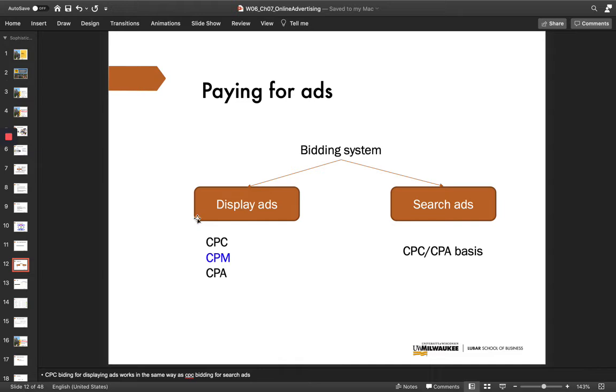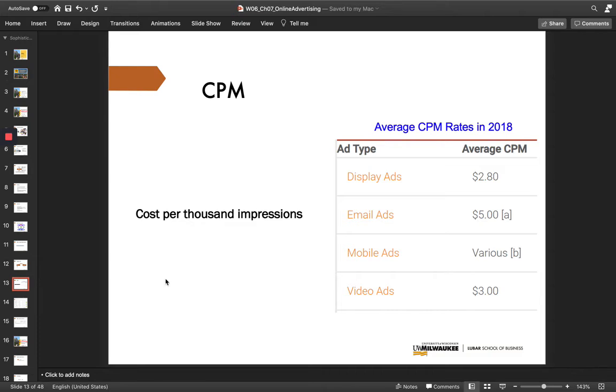So for display advertisements, we use another metric. We call it CPM, other than CPC and CPA, which we have already talked about in the paid search marketing chapter. Okay, so what is CPM? CPM means cost per 1,000 impressions. So here, impressions would be the base to charge money.